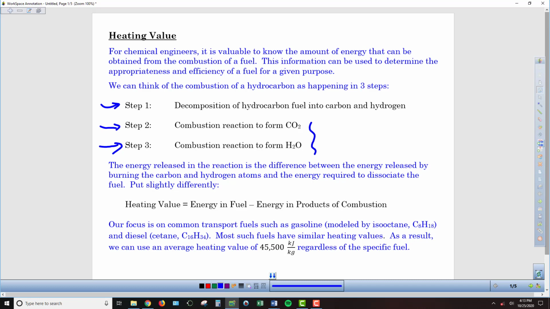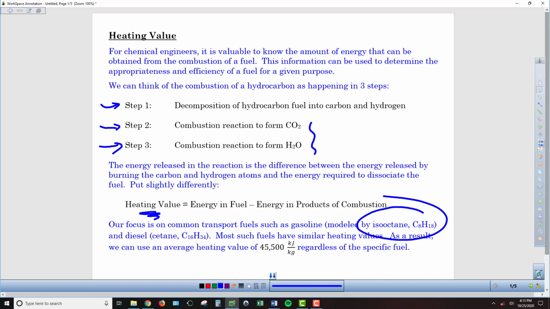And so we can see this here is described as the heating value. So heating value is the energy that's contained in the fuel minus the energy of the products of combustion. And so for us, our primary focus will be on transport fuels, but we'll look at some different options as well. But transport fuels can generally be modeled by isooctane.